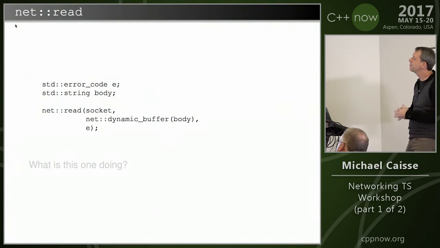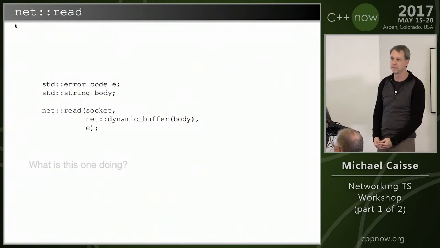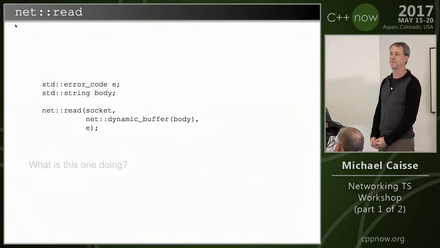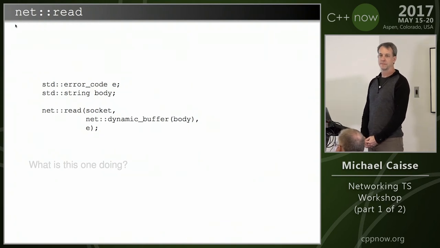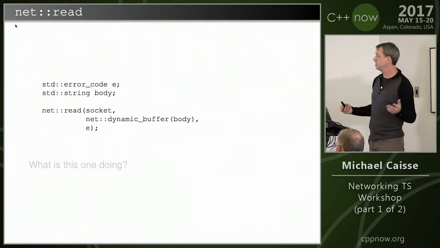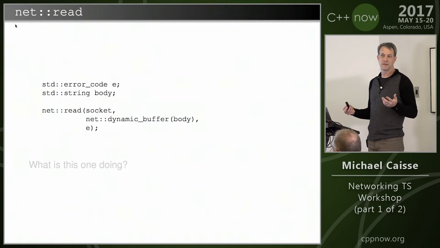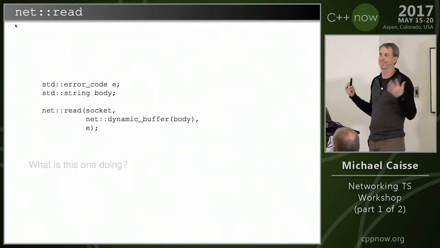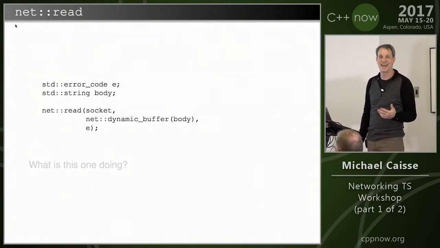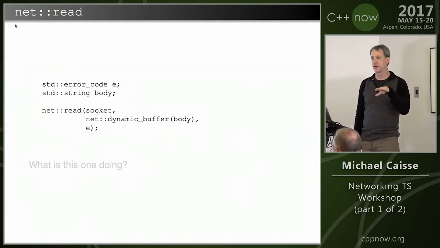Okay, so we have a read. What's this read doing? How's it working? Assuming until the connection's closed. Okay, perhaps till the connection's closed. Yeah, it's going to read until some error or something, right? And we're not throwing an exception this time. We passed it an error code, so it will fill the error code.